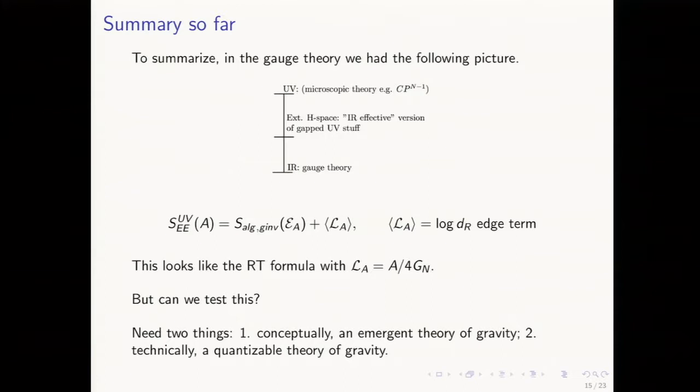So conceptually, the logic is that we want this theory of gravity to emerge from some more UV degrees of freedom, so that we then introduce the extended Hilbert space as effective versions of the stuff that gapped out along the RG. For instance, someone pointed out to me that it's not clear that we would want to extend the Hilbert space of the full AdS supergravity, since this theory is not emergent from, but is exactly dual to your CFT at the level of the partition function. So that's a conceptual point.